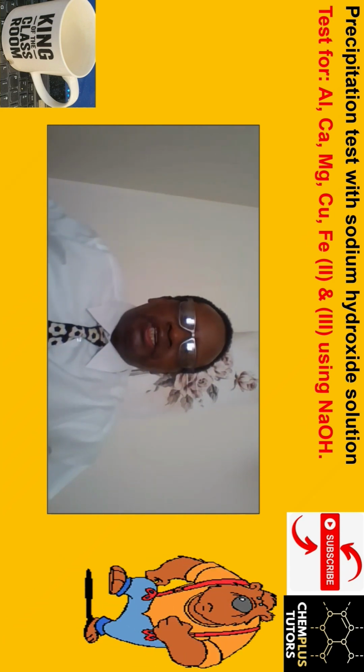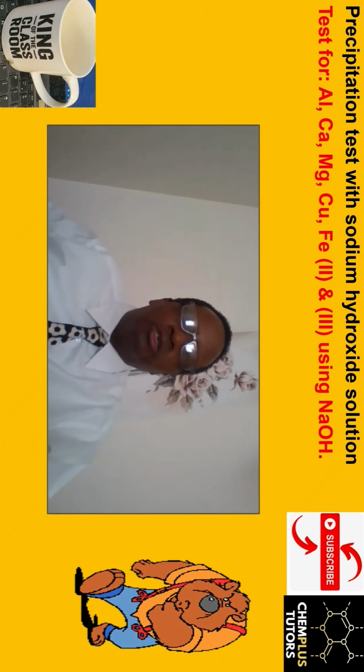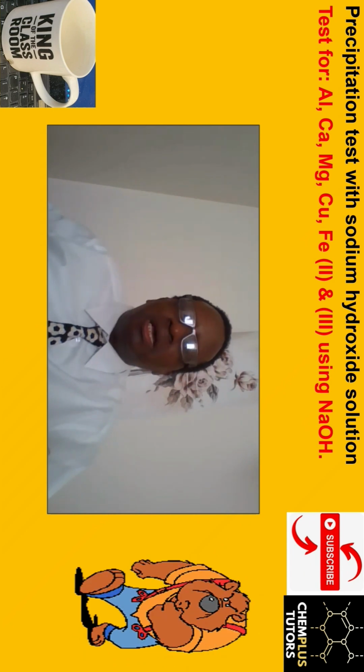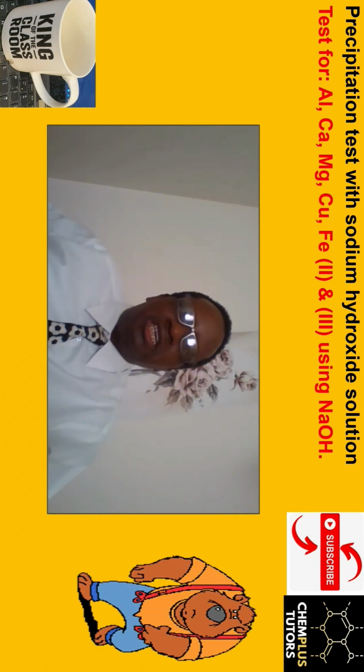Today we want to look at how we can identify positive ions like aluminium, calcium, magnesium by adding sodium hydroxide in a process called precipitation, a precipitation reaction.